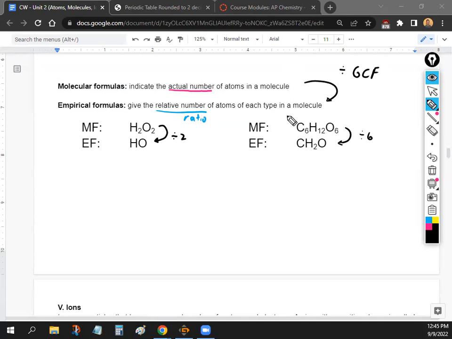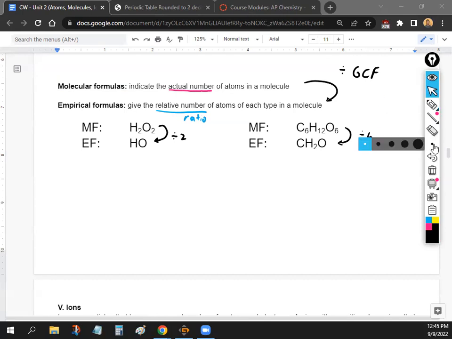Okay. Any questions on going between molecular and empirical? Hopefully it's not too bad. Yeah, exactly. That's another way to think about it. Simplifying the formula. Good point. Okay, so that's empirical and molecular formulas.